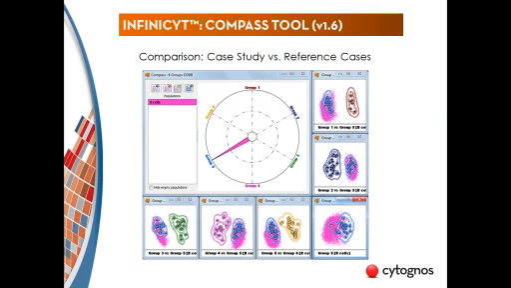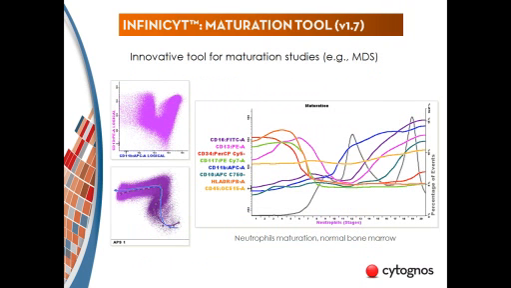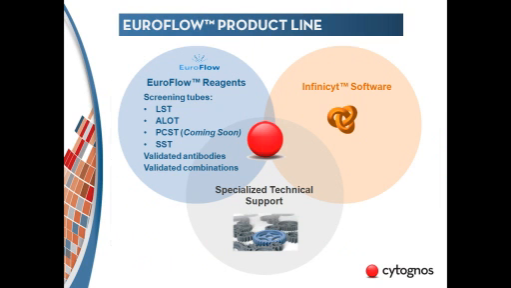This is for the chronic lymphoproliferative disorders, and this is for the patterns of maturation. For example, when you are studying bone marrow in MDS, you can define normal patterns of maturation from stem cells to mature populations in neutrophil lineage, erythroid, monocyte lineage, and then save these reference patterns and compare your results against these patterns.